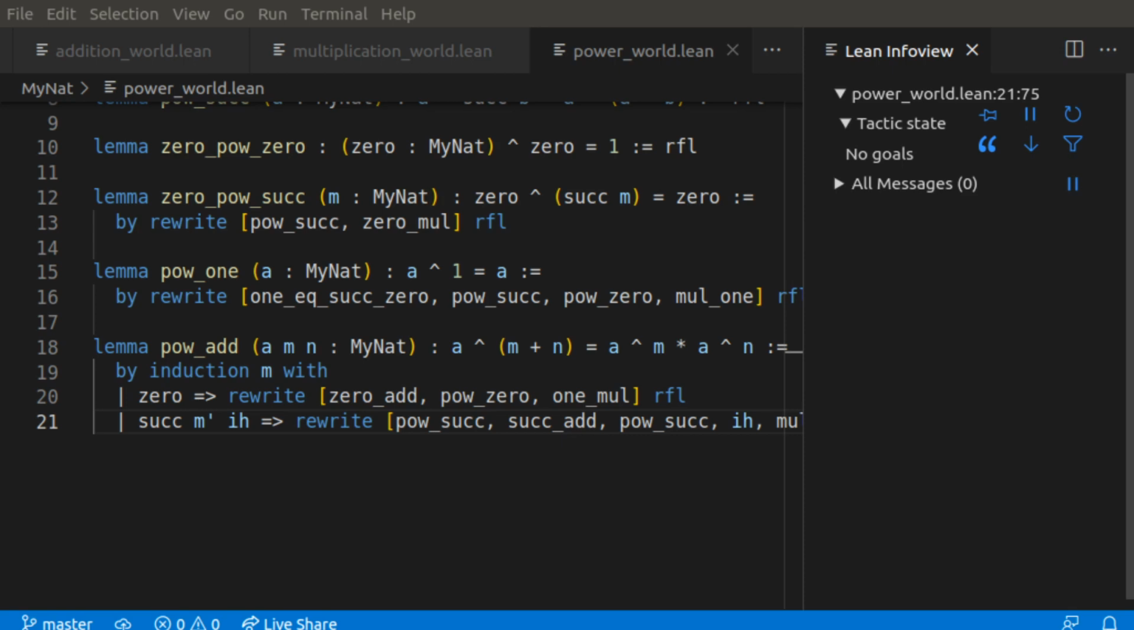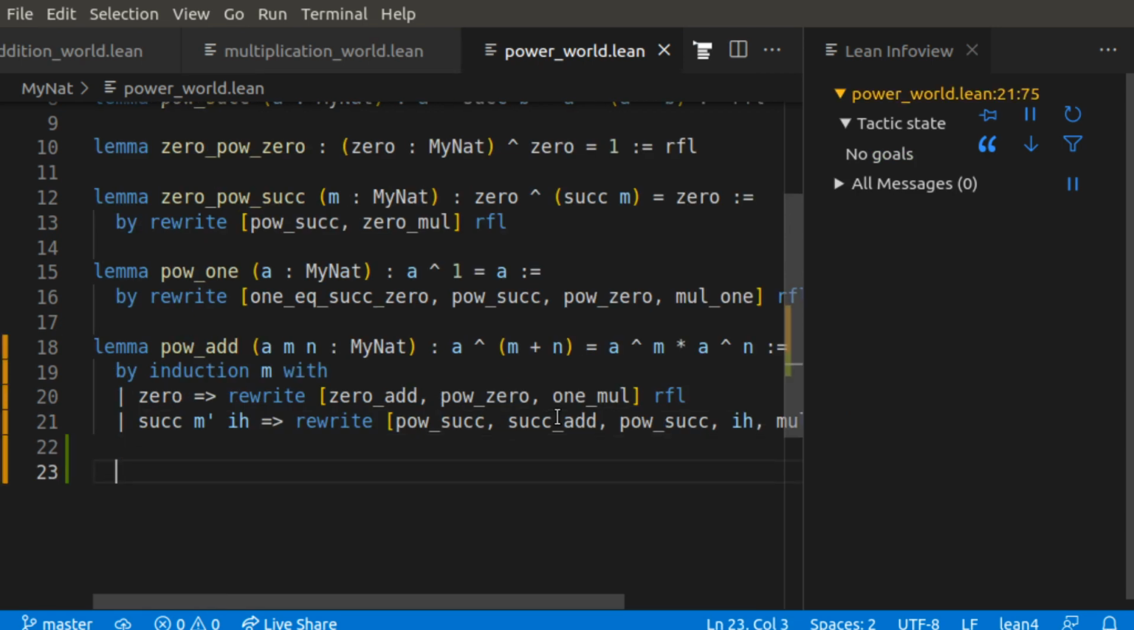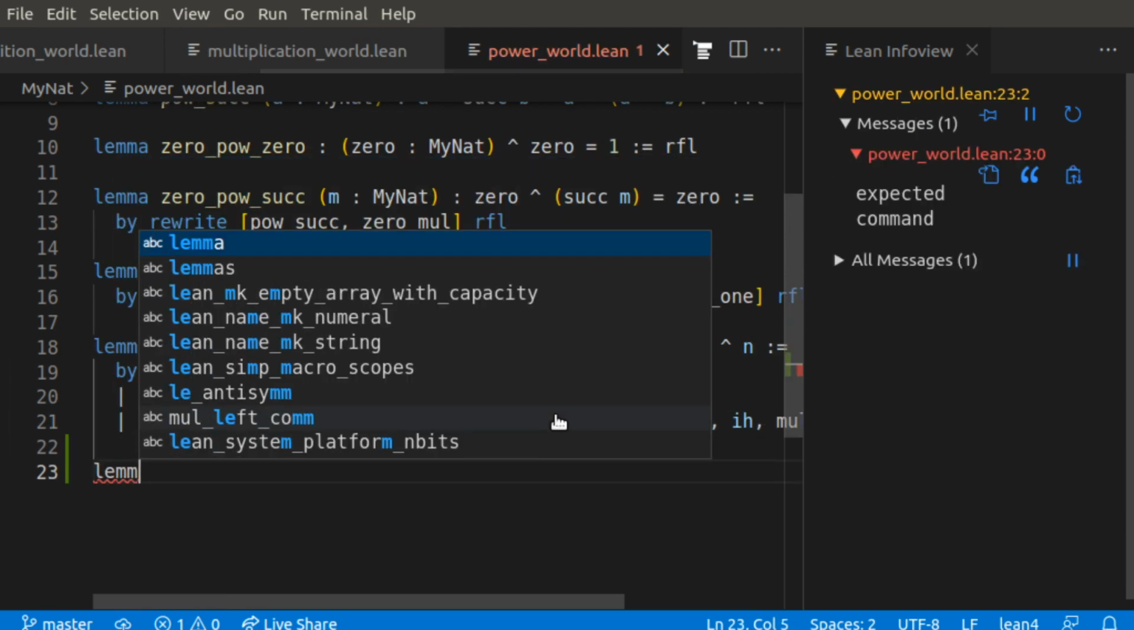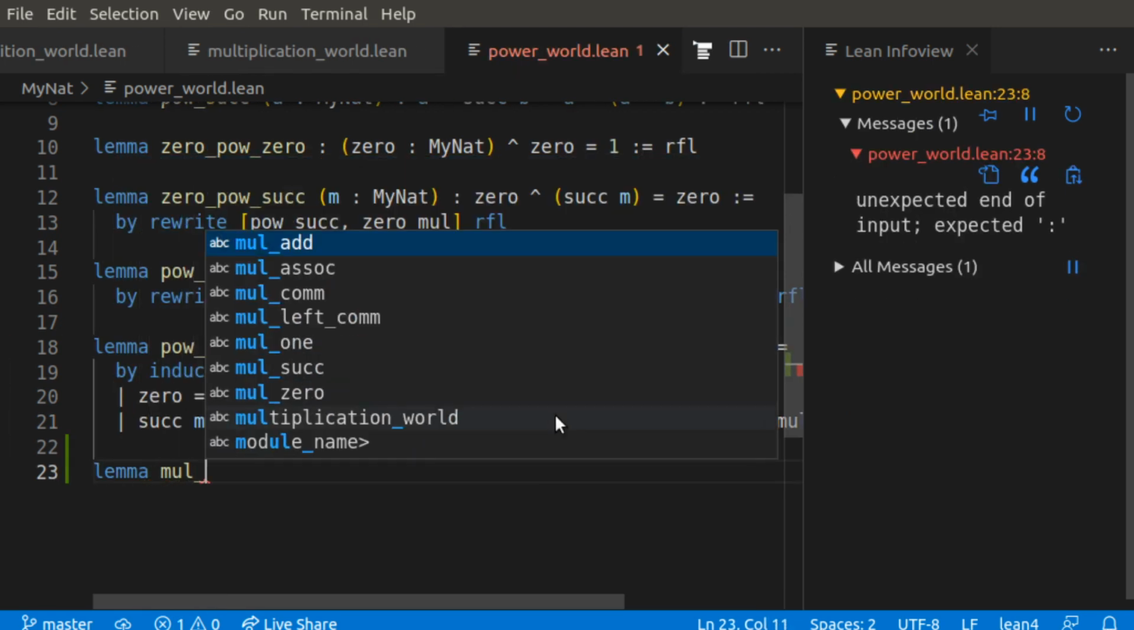Welcome back to another episode of the Natural Number Game in Lean 4. We're picking up right where we ended up last time and continuing the power world. Next lemma we're going to prove is mul_pow.